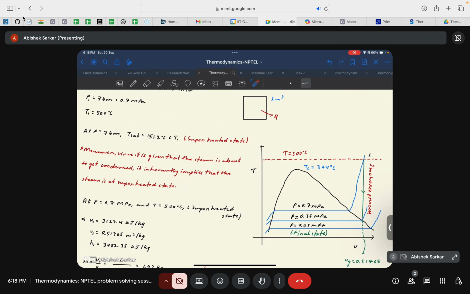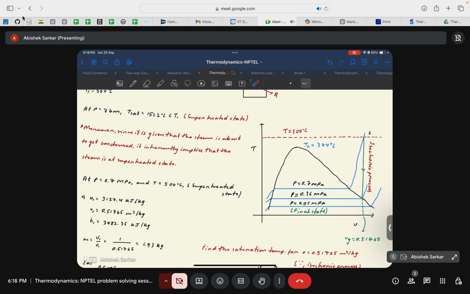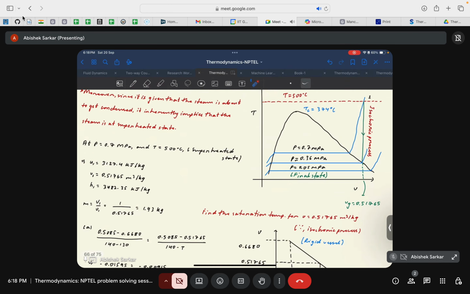By now you might have understood the general procedure that we need to follow. The first step is to find the thermodynamic properties from the superheated steam table at point 1, that is 7 bar and 500 degrees Celsius. From that you get that the internal energy is 3127.4 kilojoule per kg, the specific volume is 0.5176 meter cube per kg, and the enthalpy is 3482.35 kilojoule per kg. The parameter of most importance is the specific volume, because it remains constant for an isochoric process.